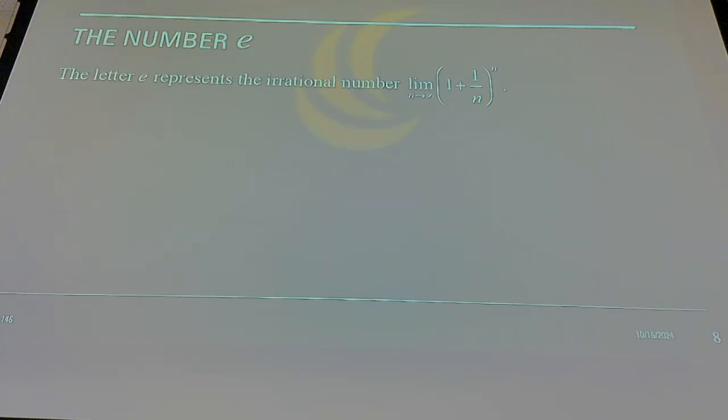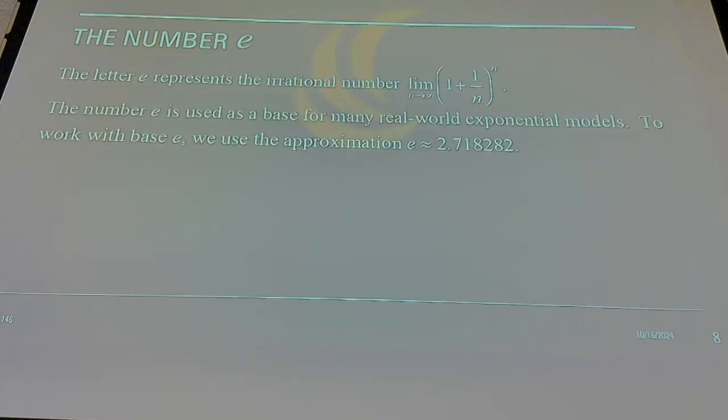So again, you don't really need to worry about that official definition. Approximation for E, 2.718282. Remember, E is irrational, so that 8.2 is not repeating. Just happens to work out that way for this.